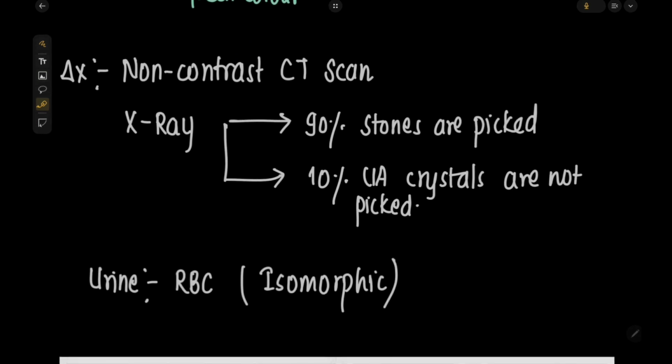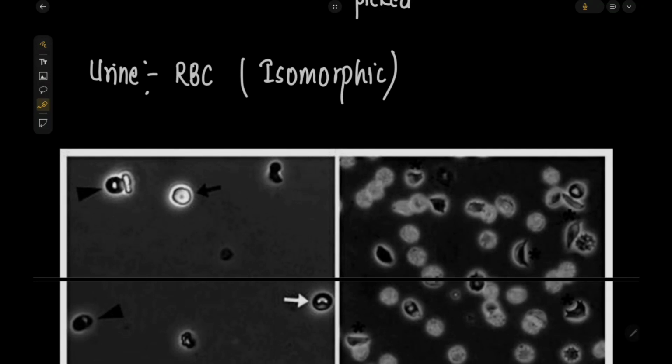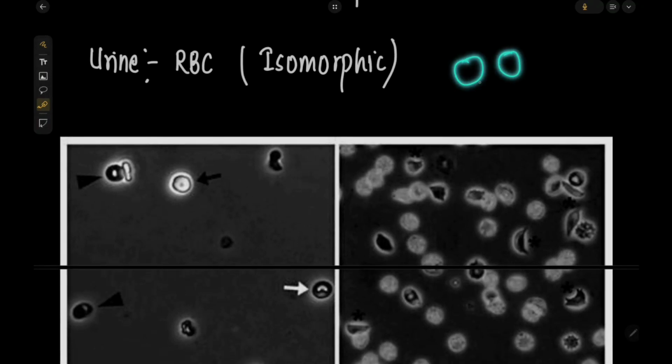And we may also check urine, and in urine, since the patient is having hematuria, we may see RBCs in the urine, and the RBCs are of isomorphic shape. That is, all RBCs have a definite shape.